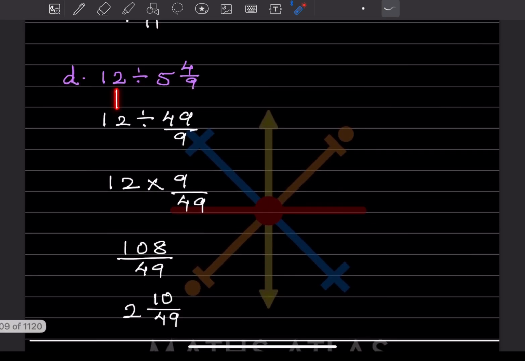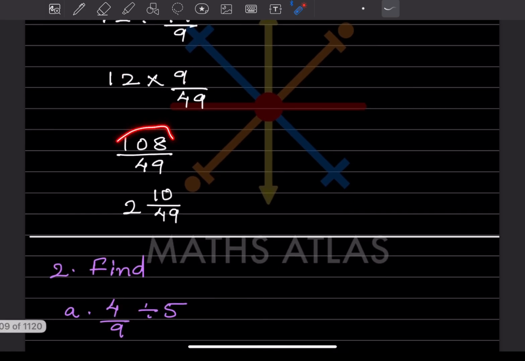Here the same, because now this is mixed, we'll make it improper. So this is going to be 45 plus 4. That will be 49 by 9. Here will be multiplication. So this will get flipped over, 9 by 49. So here will be 108 divided by 49. This is the improper one, so we'll divide it. This will be a mixed fraction, 2 integers 10 by 49.